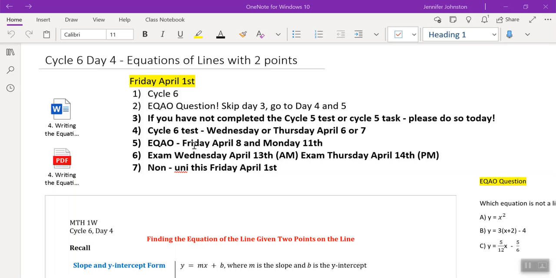We're going to be looking at day 4 and day 5. We'll be skipping over day 3 just because I am away, and hopefully we'll get back to it.